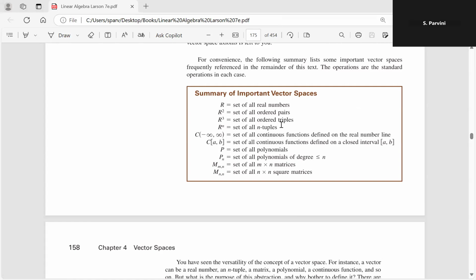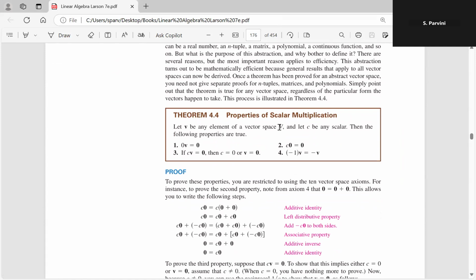Now we go on to our Theorem 4.4. We're getting close to the exercises. Theorem 4.4 looks at properties of scalar multiplication: 0 scalar times any vector. Now we're looking at v as a vector that is an element of the vector space V. So 0 times v gives you the 0 vector, just like before. If a scalar multiple times v is the 0 vector, then either the scalar is 0 or v is the 0 vector.